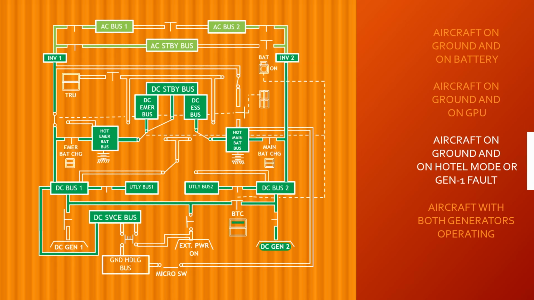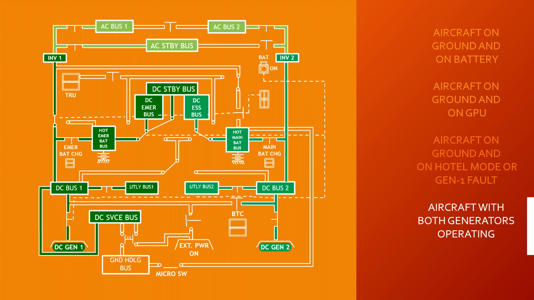When aircraft on ground with one engine running or on hotel mode, if the ground source is disconnected, then BTC will be cut in and both main buses, DC bus 1 and DC bus 2, will be supplied by operating generator, and through these main buses, all relevant buses will be supplied. Note, if ground source supply switch is kept on, aircraft will be powered by GPU only, and if any generator is running in this condition, generator fault light will glow, because GPU is always having upper hand.